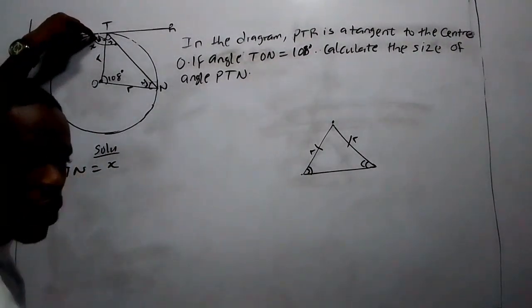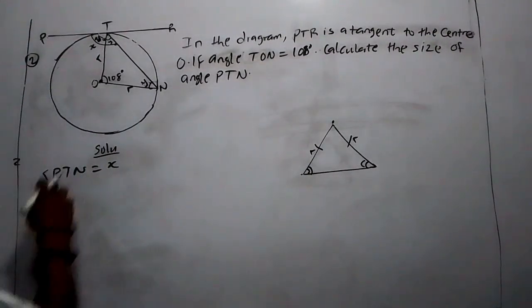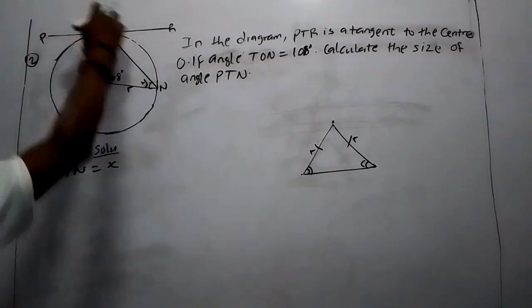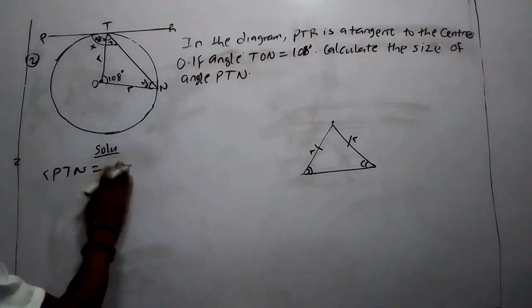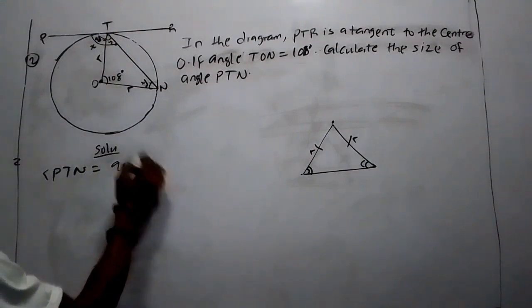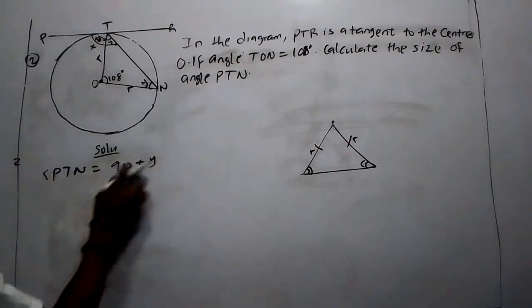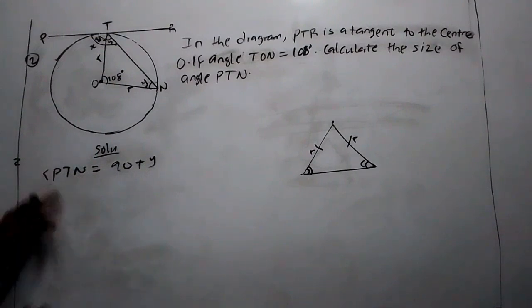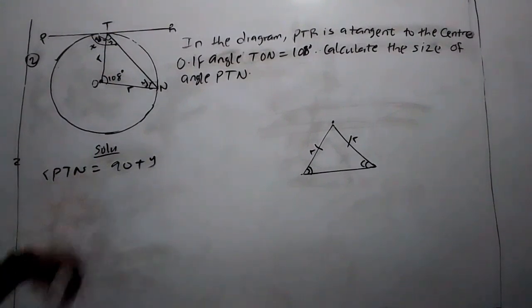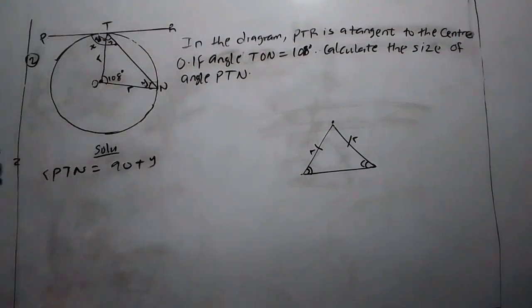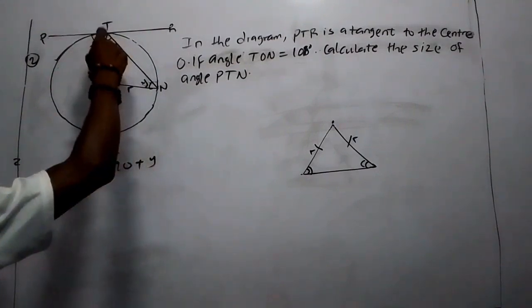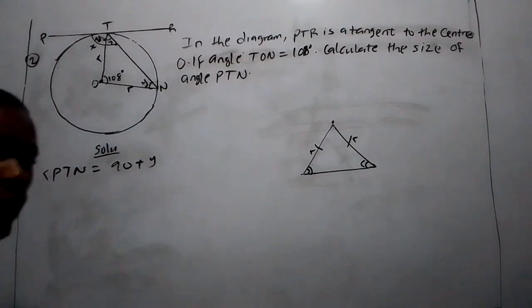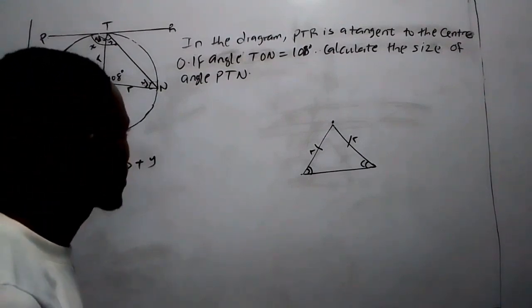90 degrees. So to get the angle PTN, it will be equal to the value of this space, which is 90 plus y. So there you get our value of the full angle of PTN. You have to get the value of this y before you get the answer for this PTN. So how will we get it now?